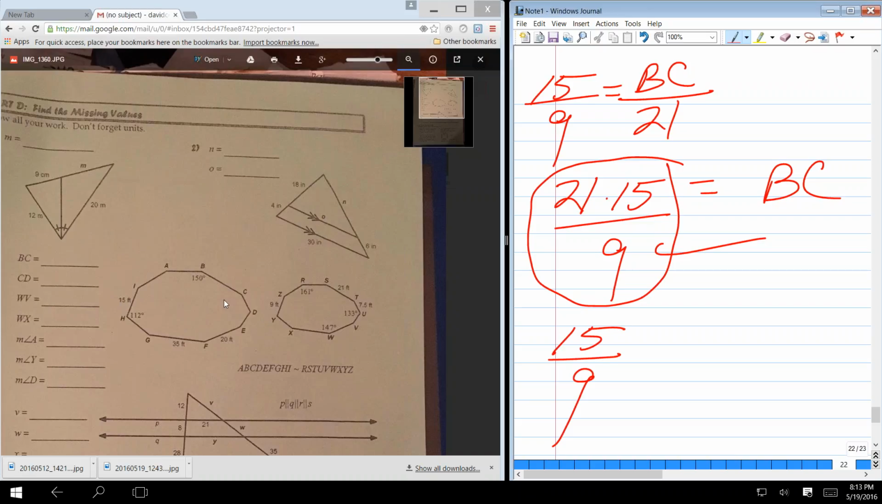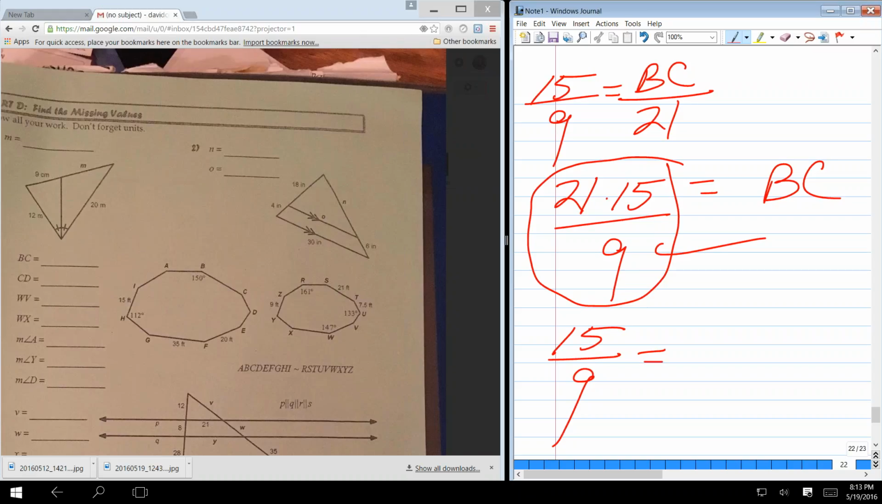Okay. So this is our ratio, 15 to 9. That is the similarity ratio. You can think of it as this object is 15 ninths the size of this, but that's not really true for the area, because we know area is squares. But every side in this polygon is 15 ninths of the distance over here. Makes sense. Okay, so 15 over 9, I'm trying to solve for CD.